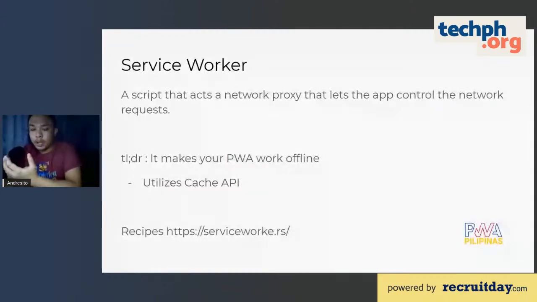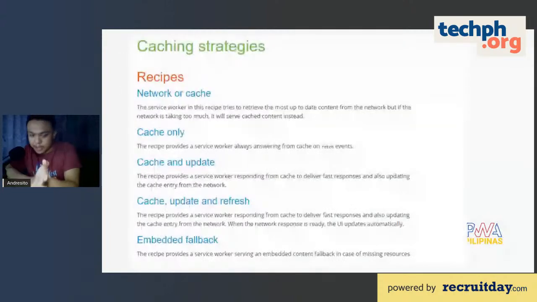So it can intercept every network request, and that is actually powerful, since you can intercept with that. So when you're offline, you could utilize that script to show you something. So basically, the service worker is the one that makes your progressive web app work offline by using the cache API. This is an example of it.